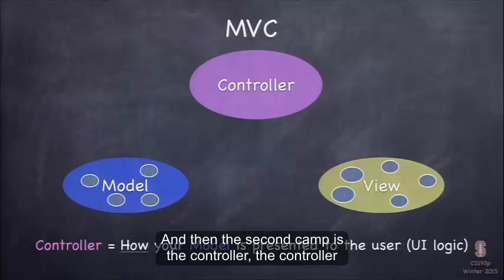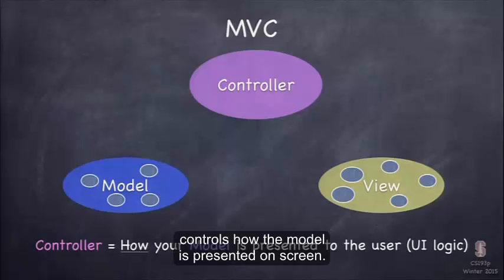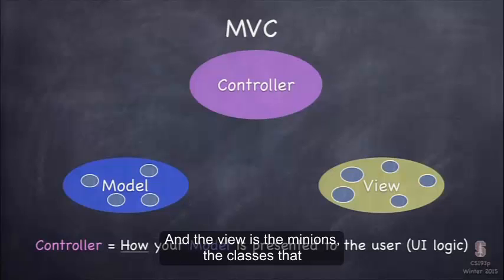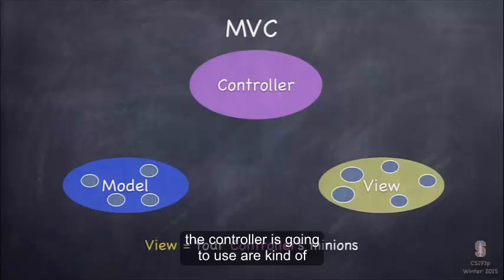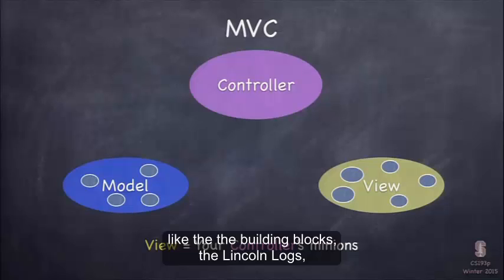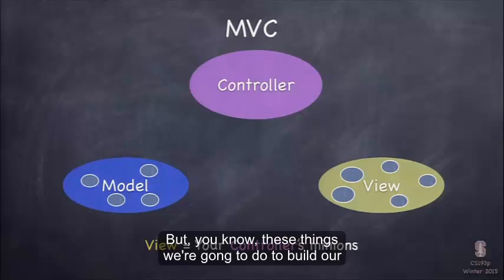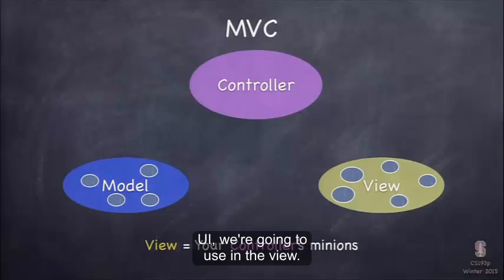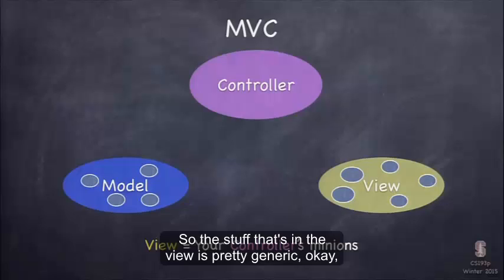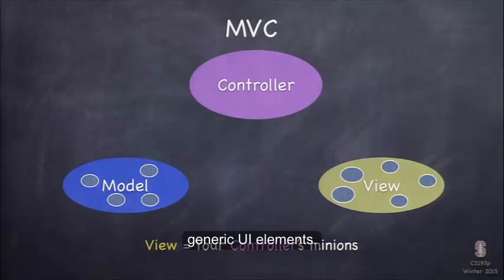And then the second camp is the controller. The controller controls how the model is presented on screen. And the view is the minions, the classes that the controller is going to use, kind of like the building blocks, the Lincoln logs. I don't know, maybe that's before all of your time, but the things we're going to use to build our UI, we're going to use in the view. So the stuff that's in the view is pretty generic, generic UI elements.